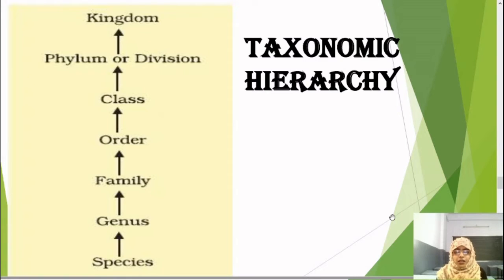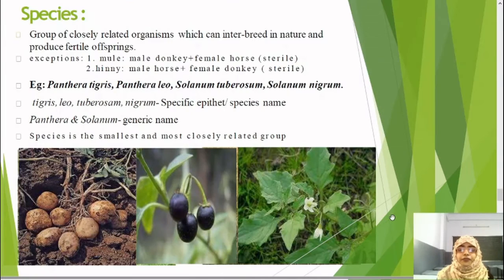Like you can see, very closely related species are kept together, whereas in kingdom, very sparsely related groups of organisms are kept under the class called kingdom. Okay. Next we'll start with this topic, taxonomic hierarchy. So first we'll be going with the species. Just now I told you that we are going in ascending order, that is from species to kingdom.